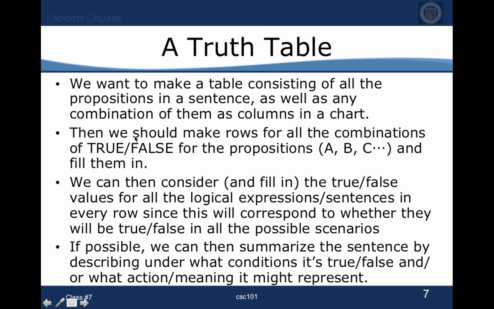So then what are we going to do? Then we're going to say, all right, I'm going to make a bunch of rows in my chart. The first thing I want to do is run through all the different combinations of true and false for all the propositions in our sentence. We're not going to usually do more than three, maybe occasionally four, but two, three, or four is probably plenty for us. So we're going to make rows for all the different true and false combinations. In other words, I might say, okay, what if A is true and B is false and C is true, or something like that. I'm going to fill those in first.